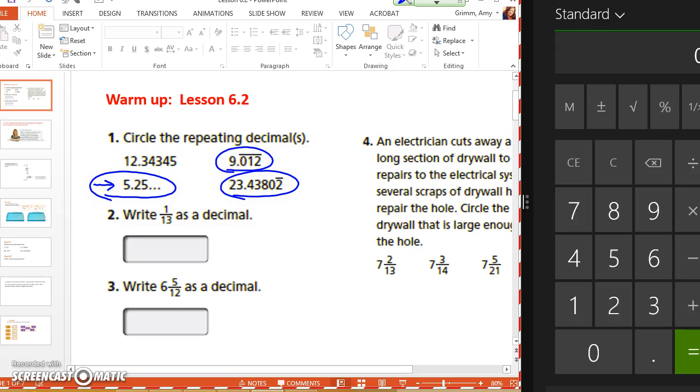Okay, so if you circled that one, great. If you didn't, that's fine too. I don't like the way they do that. All right, questions on how you find repeating decimals? You can identify them. Okay, next part.